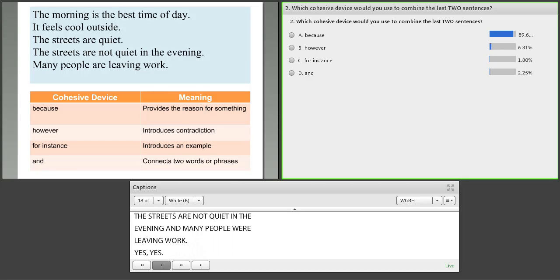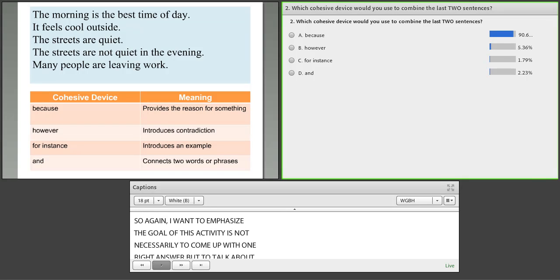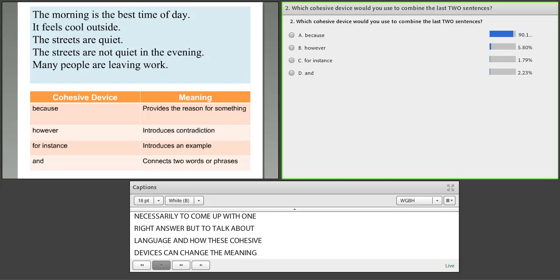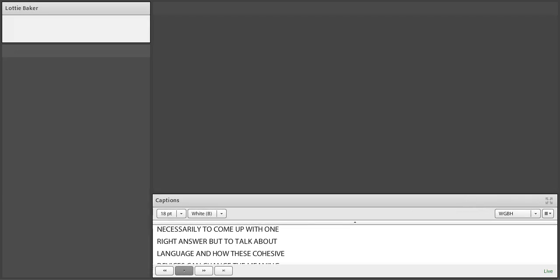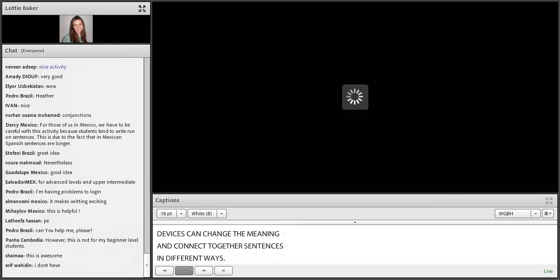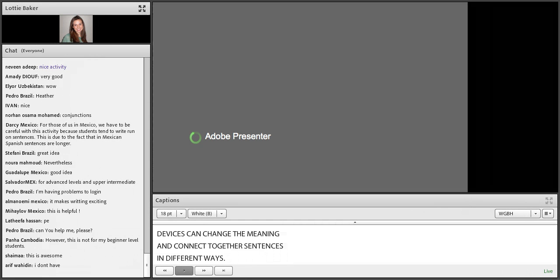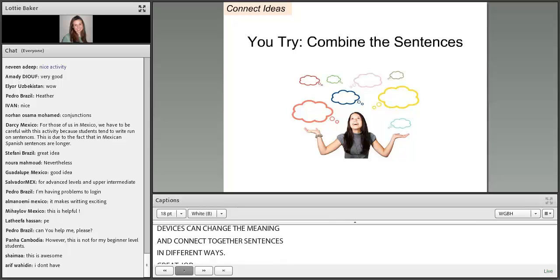Yeah, so again, I want to emphasize that the goal of this activity isn't necessarily to come up with one right answer, but to talk about language and about how these cohesive devices can change the meaning and can connect together sentences in different ways. Great job. Okay, let's go back to the presentation.